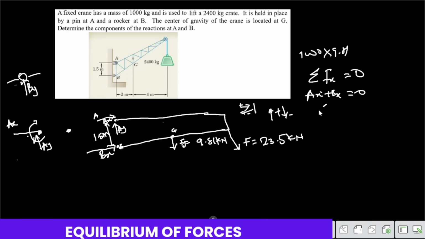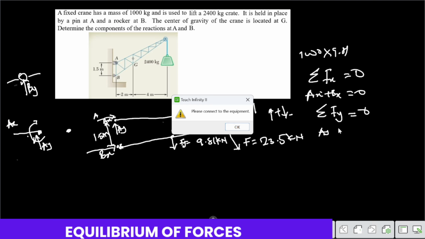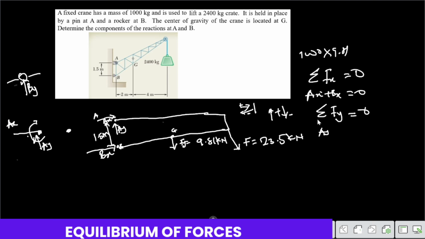So the summation of forces in the Y direction should also be equal to 0. So let's look at it. We have AY acting upward, that means it's positive. Then we have another force, which is this one, acting downward, which is negative, minus 9.81, and then we have this one too acting downward, minus 23.5.